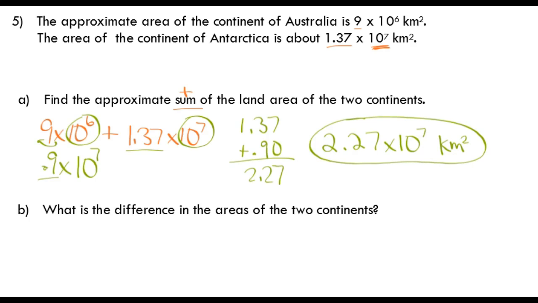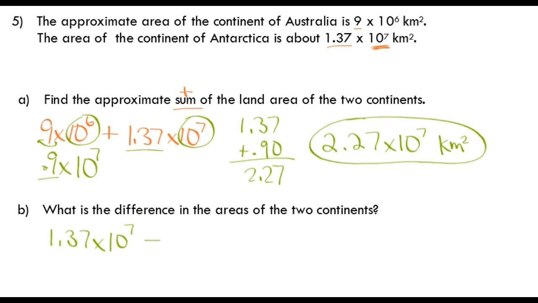All right, and then it wants to know what the difference is. This might be more interesting, what the difference between the two continents is. How much more space does Antarctica have as opposed to Australia? The nice thing is when they ask you a follow-up question, we've already done some of the work. So I know that Antarctica is bigger, so I want to put that number first. I'm going to subtract Australia's area.